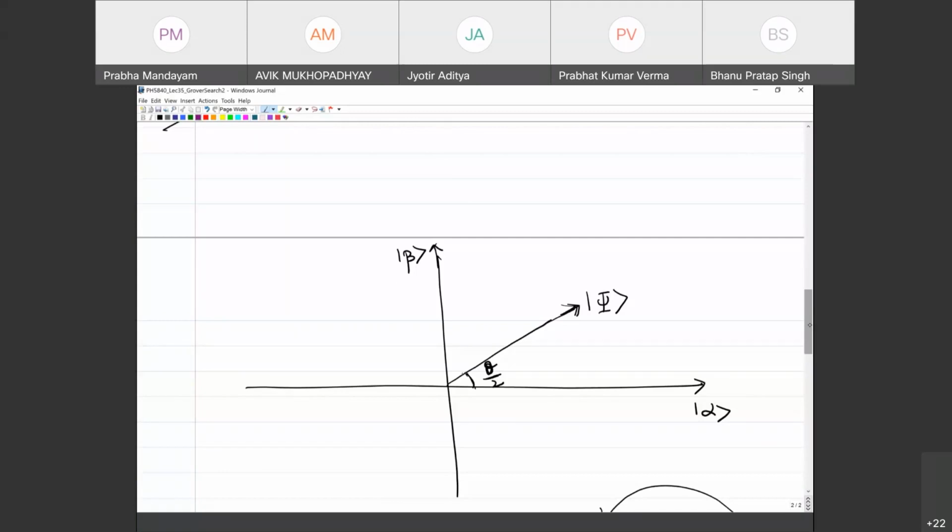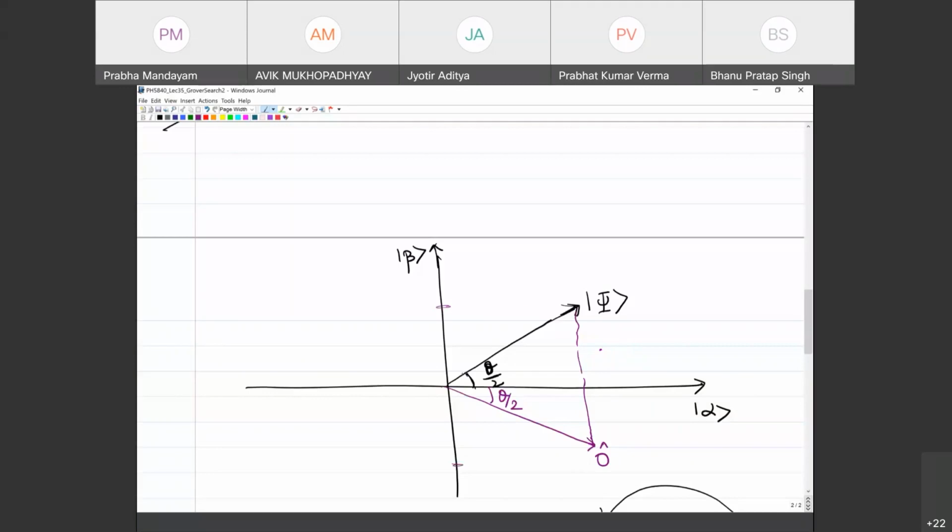Okay, so the first step is the oracle, and the oracle is basically going to take this state to this state, right? Because it's flipping the beta coefficient. It's flipping the projection on beta, so that comes here. So this is the first step. This is just the oracle acting on psi.